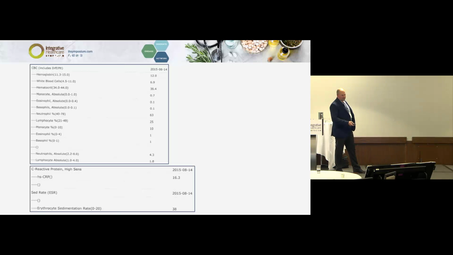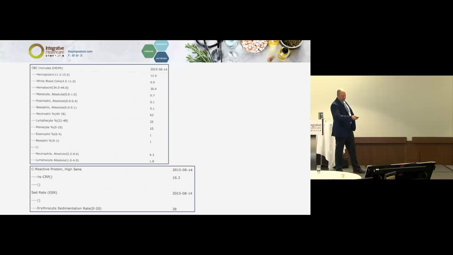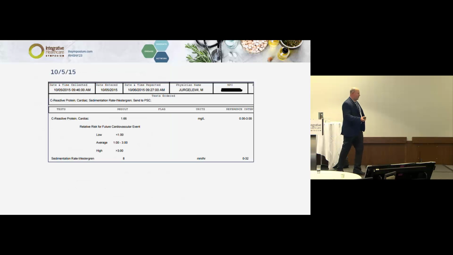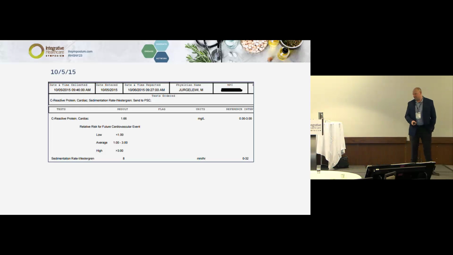And then if we look at this, this was 2 months after care. 2 months later, the CRP, C-reactive protein, cardiac, or high sensitivity CRP, that's just how LabCorp lists it, is 1.66. Sed rate dropped to normal. We sent this to our GI doc, and he said it was a temporary phenomenon.